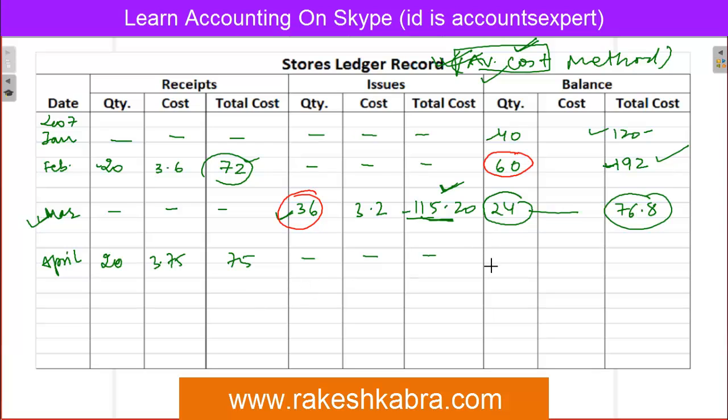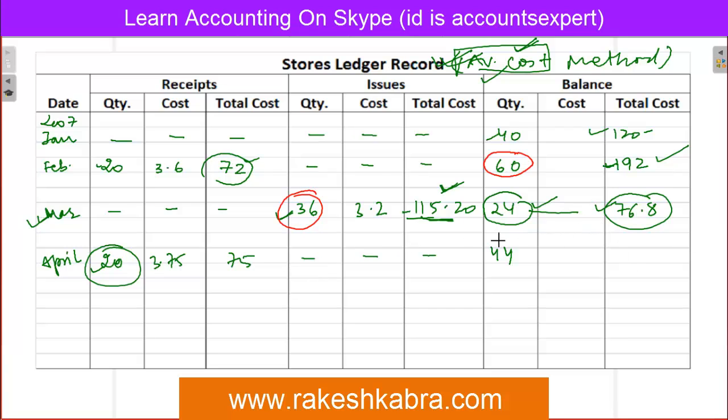Okay. And what is the status of stock? 24 old inventory plus this new inventory 20. Now the total is what? 44 units. Understood? 24 old inventory we had, and now this new inventory we purchased 20 units. So 24 plus 20, now we have 44 units in the godown, in the store. Agree?